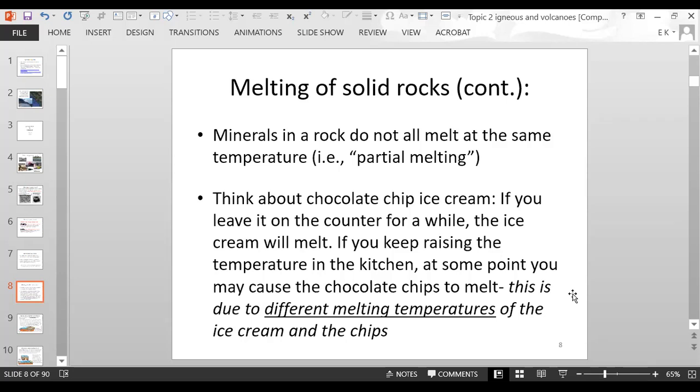Now you can also melt the chocolate, but you would have to raise the temperature even further in order to be able to melt the chocolate as well. All of this is because you have different melting temperatures of the ice cream versus the chocolate chips. So in a rock, the minerals behave the same way. At one temperature that the rock reaches, you'll start to melt some crystals, but then some of the other crystals will need a higher temperature to melt.